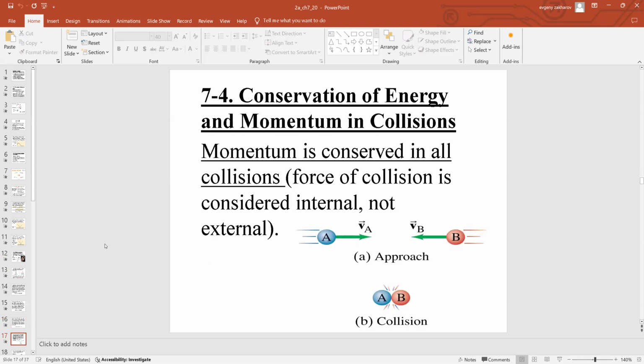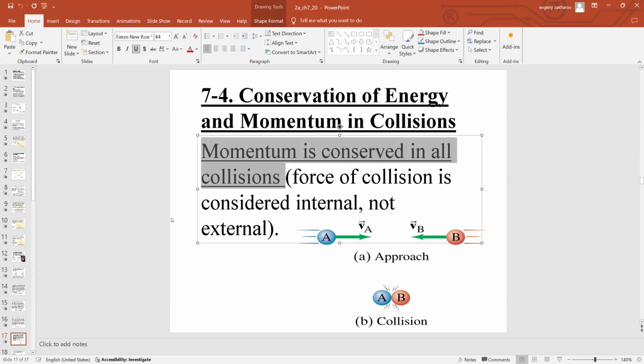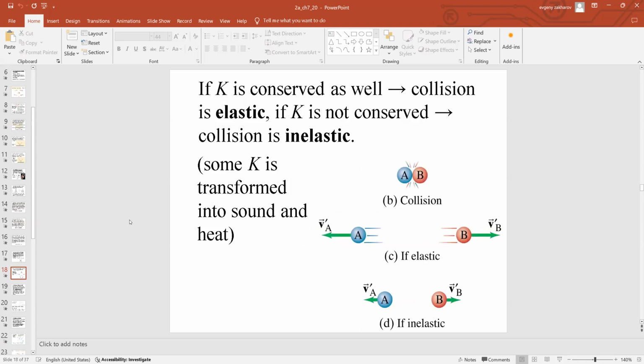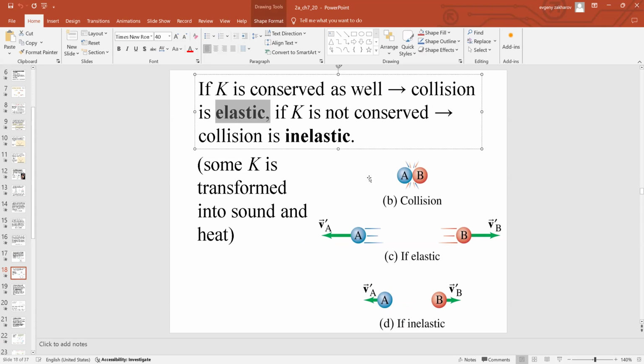Now, you have two types of collisions. The first type is elastic, and the second type is inelastic. And what's good about momentum, it is conserved for all collisions. No matter what the collision is, what type of a collision we have, momentum is conserved, and that's very good. That's very handy for problem solving. But if it's also given that collision is elastic, it means that there is no loss in kinetic energy.